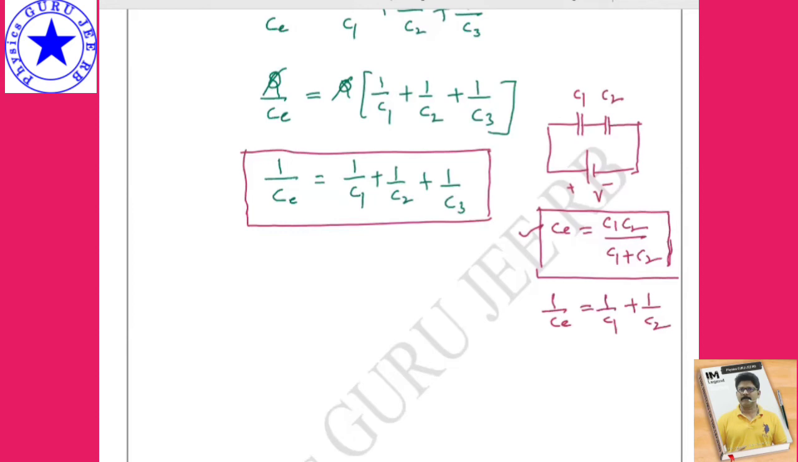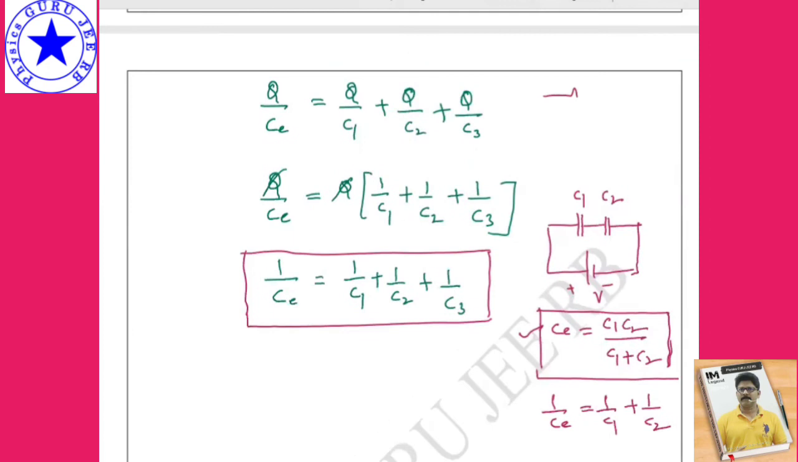Hope this is clear. If you take resistors R1 and R2 in series, the current I passing is the same, and the potentials are divided as V1 and V2. So total potential V is equal to V1 plus V2. Here in capacitors, the charge is the same, Q, and the potentials are different. Now the total potential V equals V1 plus V2 here also.